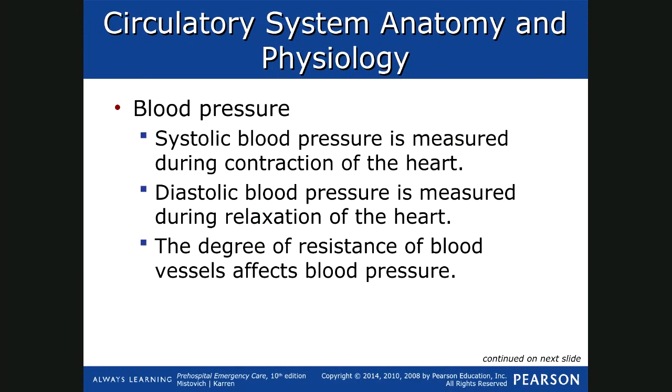Your blood pressure cuff should cover two-thirds of the upper arm. If you have too narrow of a blood pressure cuff, you're going to get an inaccurately high reading. If you have too wide a blood pressure cuff, then you're going to have an abnormally low reading. So you need to make sure that you have the right size cuff that you're putting on the patient.